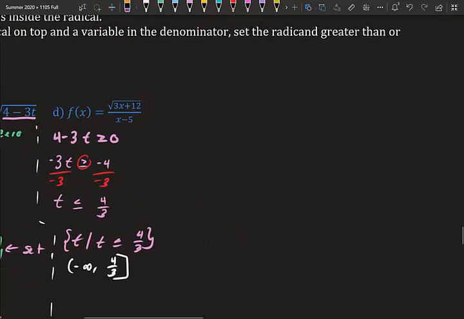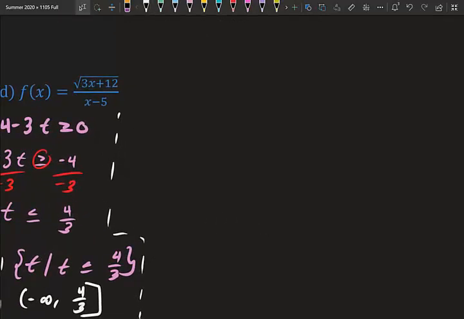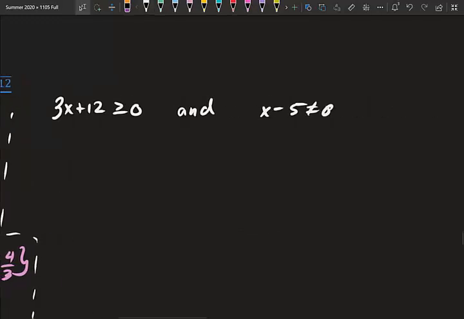Alrighty, part D. In part D, you still have to ask yourself the two questions. Do we have a radical? Yes. Do we have a fraction with a variable in the denominator? Yes. That means we have to do both things. We have to set the inside of the radical greater than or equal to 0, and we have to set the bottom can't be 0. So we get x cannot be 5.